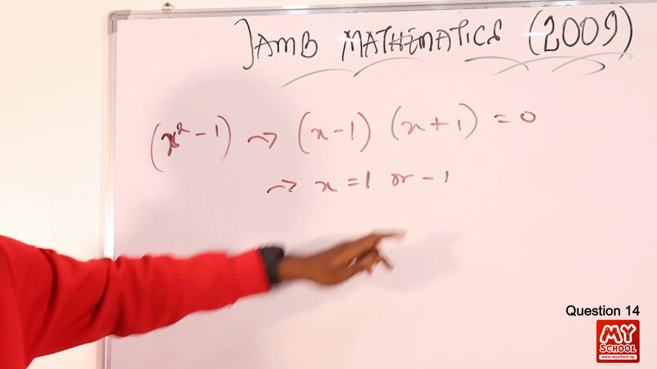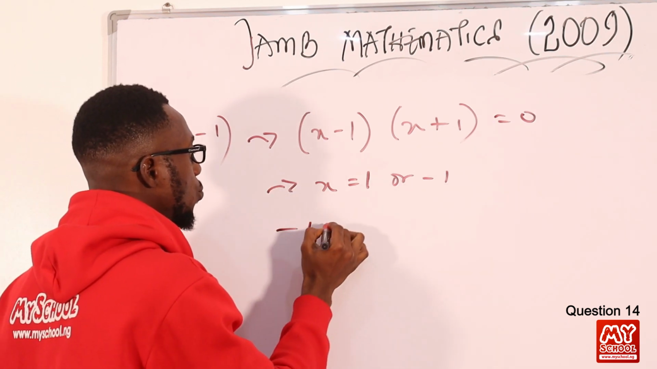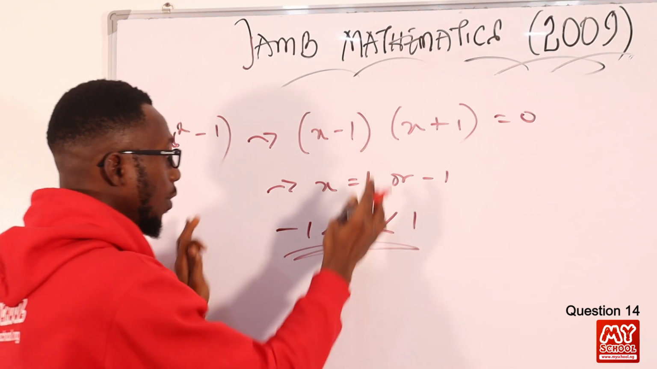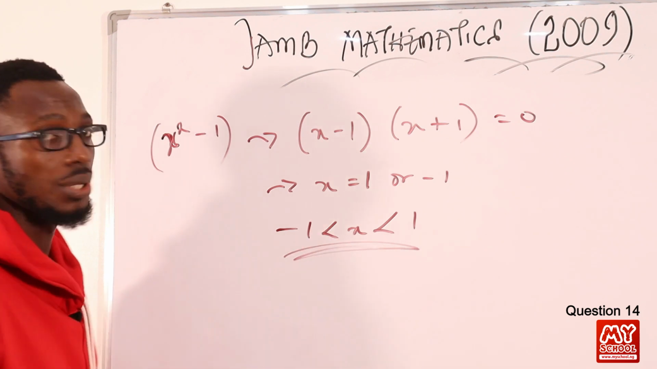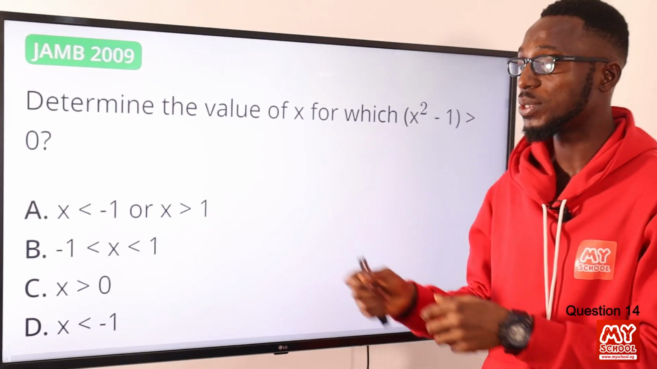So we can see this here. I can just put it based on the expression the question is giving us as minus 1 is less than x, or x is less than 1. Even if you pull up the graph, this is what you should have. So let's look for minus 1 is less than x and x is less than 1. We can find that in option B. So option B is the option we are looking for.